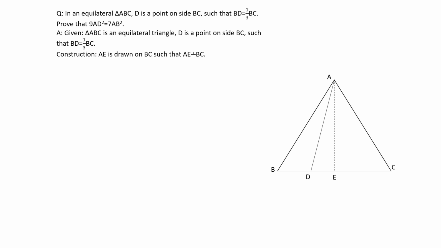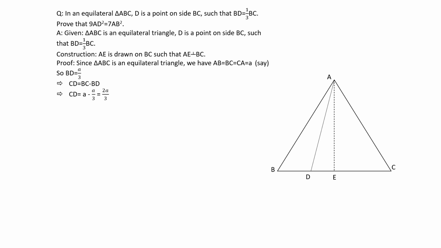Construction: AE is drawn on BC such that AE is perpendicular to BC. Proof. Since triangle ABC is an equilateral triangle, we have AB equals BC equals CA. Let this equal a. So BD equals a by 3, and CD equals BC minus BD, which is a minus a by 3, equal to 2a by 3. Since AE is perpendicular to BC, we have BE equal to EC equal to a by 2, because in an equilateral triangle the perpendicular to the side bisects the side.